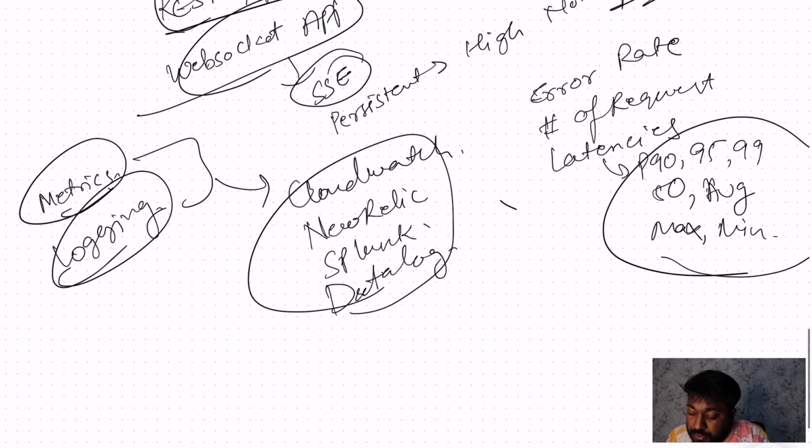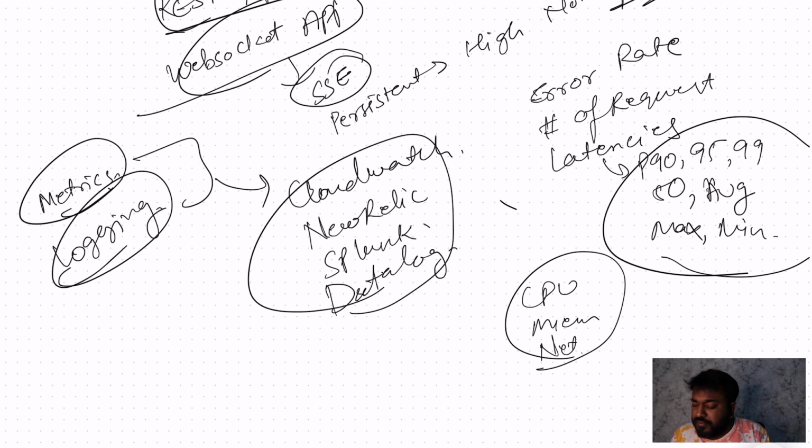You also try to put metrics on some infrastructure things like CPU, memory, network IO, and lots of other things. Many times these are given out of the box by the cloud infrastructure that you're using. For example, if you're using EC2, then you will get them out of the box.